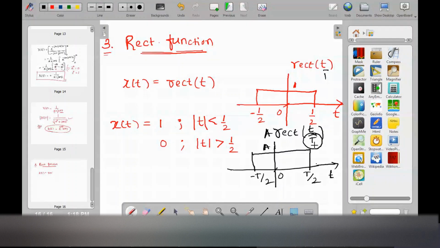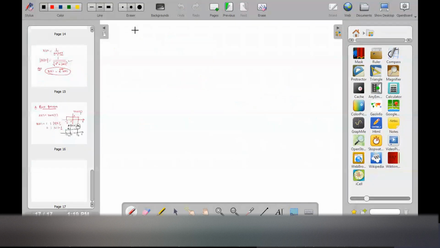Can we calculate Fourier transform of this function? We go to next. Okay, let me calculate Fourier transform. I'll start with the fresh formula.